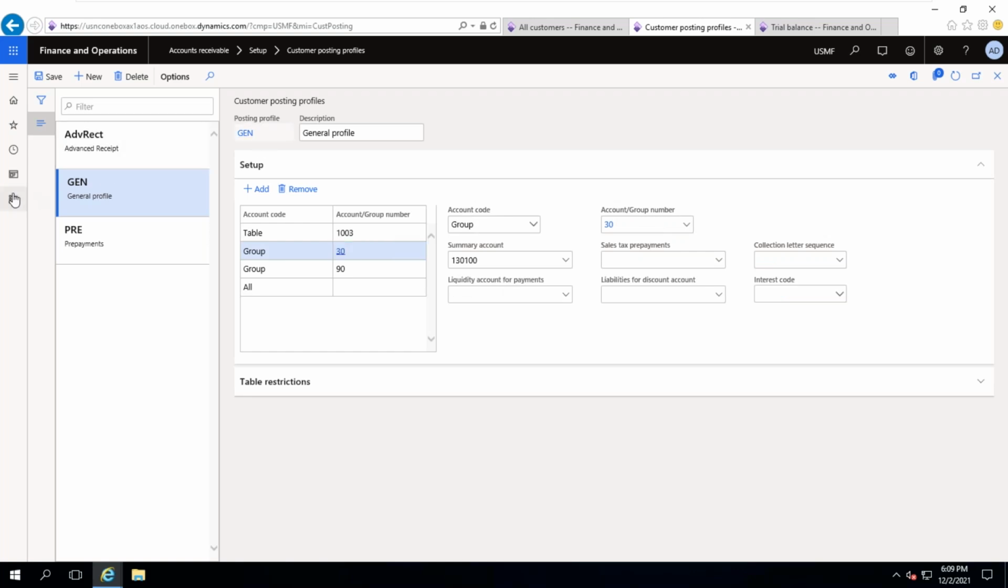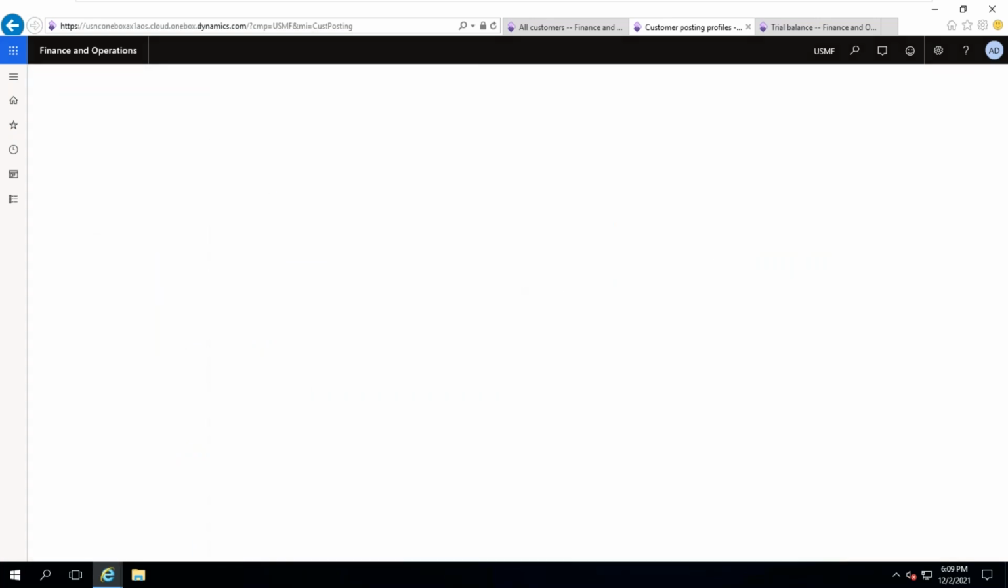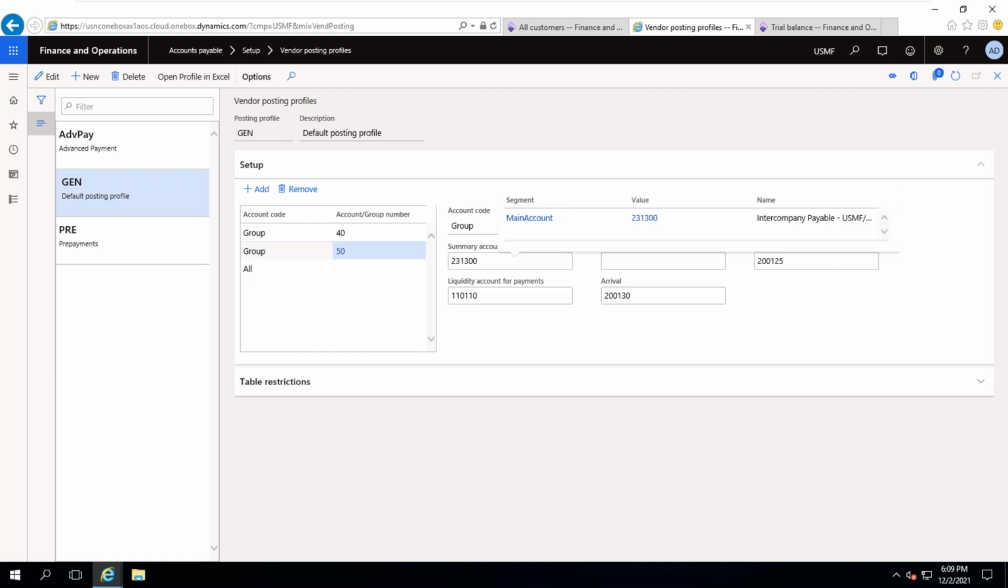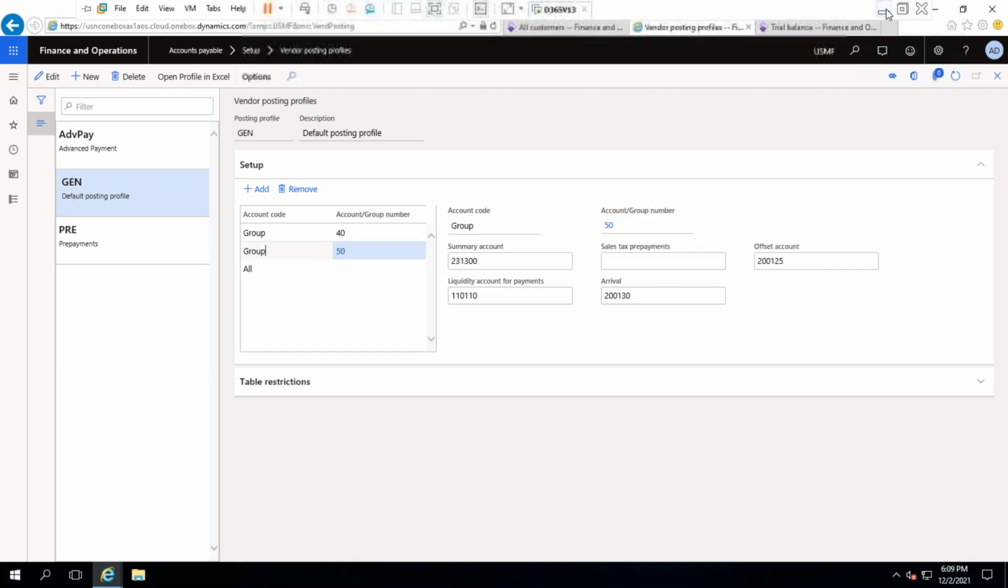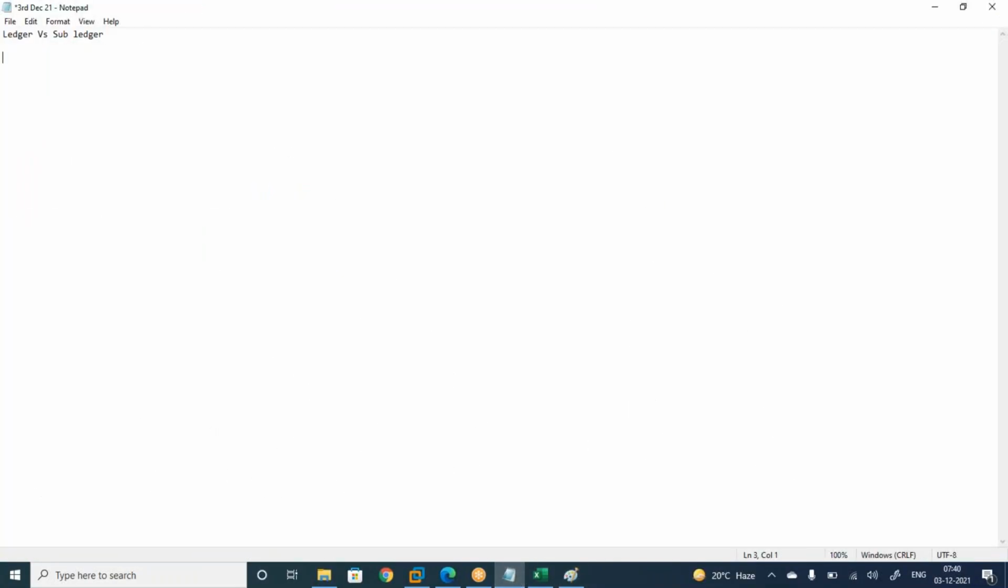Same procedure for vendor also. Accounts payable, setup, vendor posting profiles. So here in postings, vendor group 40 was mapped to one summary account, and group 50 to another summary account, and it will be posted there. If you post a vendor payment, suppose you are doing a vendor payment, suppose.